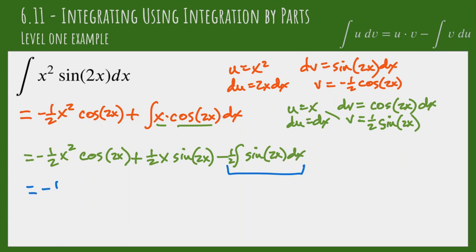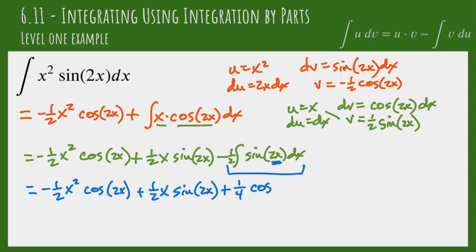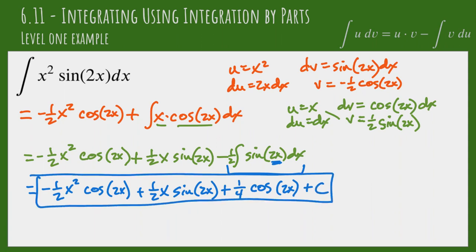And now we have an antiderivative expression that we can evaluate. So again, the first part's going to stay the same. And then the antiderivative of sine is negative cosine. And the 1/2 is going to be multiplied by 1/2 because of the chain rule there. Long, complicated expression, but that should be the correct answer.